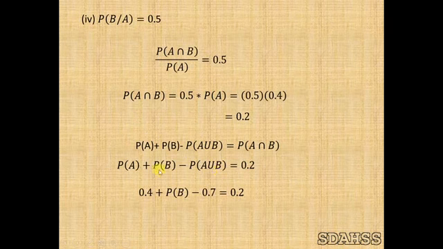Now substitute all the values. In the place of P of A, 0.4 plus P of B minus 0.7 is equal to 0.2. Then P of B is equal to 0.2 plus 0.7 minus 0.4. If you add, you will get 0.9. 0.9 minus 0.4 is 0.5.